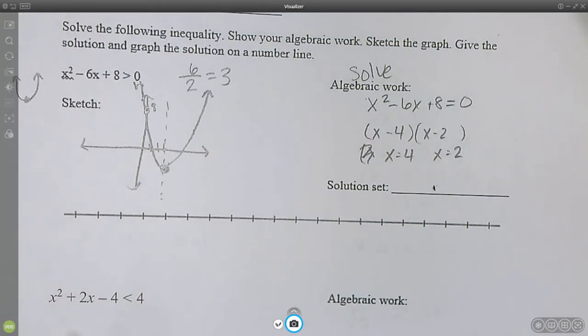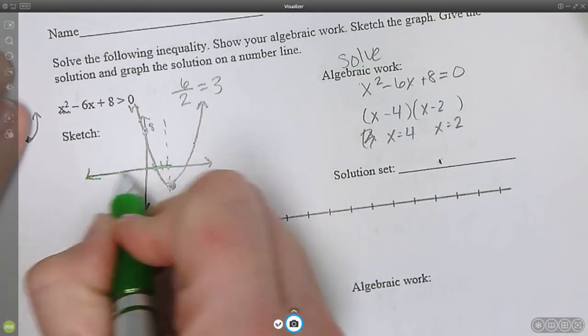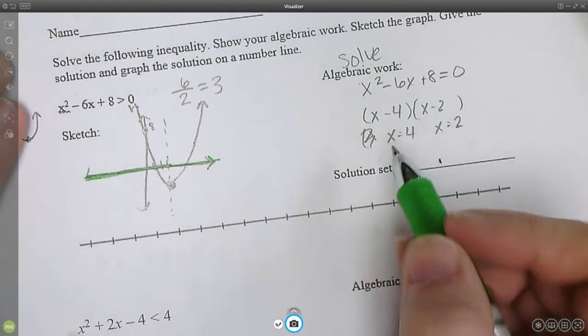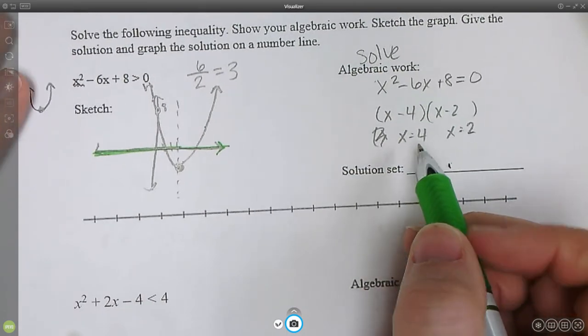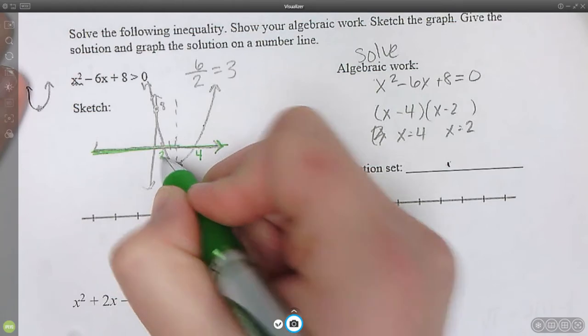Then remember, this is a horizontal line. So we're going to have a horizontal line at 0. And these two things are my intersection points. So this would be at 4, and this would be at 2.